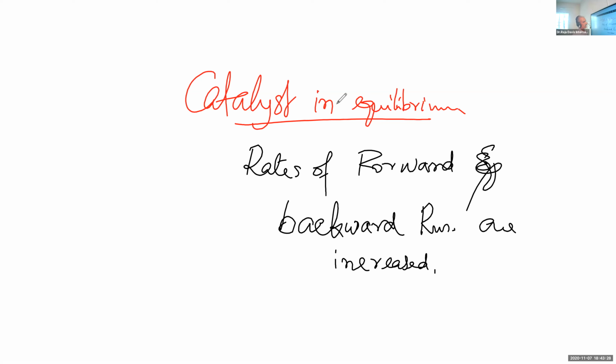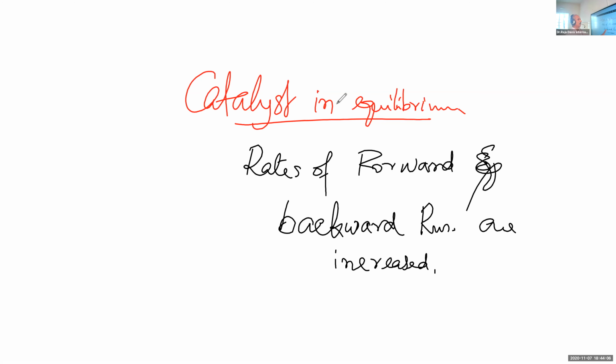So what happens? The equilibrium point is attained sooner, faster. We can save time. The equilibrium point is not affected. The equilibrium constant is not affected. The equilibrium constant depends only on temperature. Equilibrium constant, remember, constant, not the point. Equilibrium constant depends only on temperature.